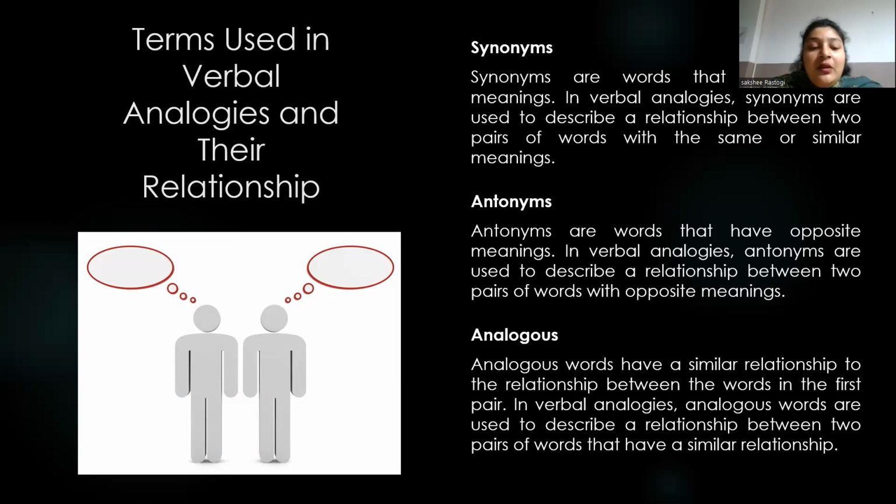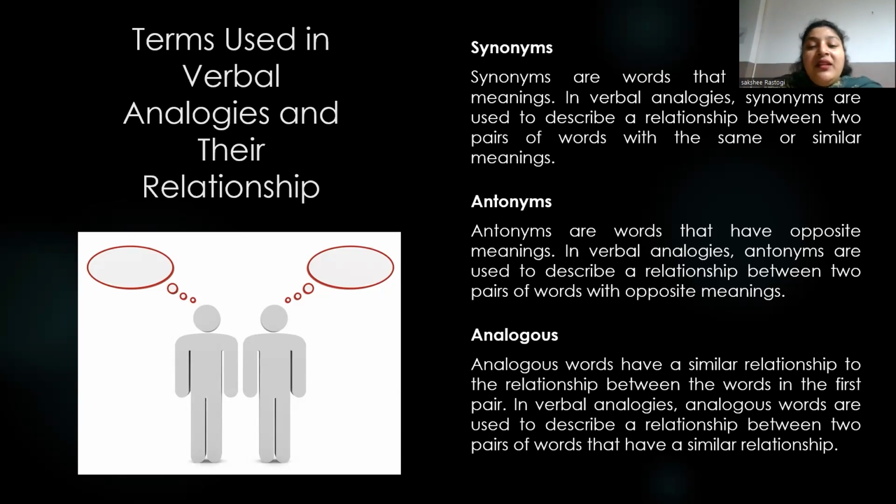Using synonyms can help enhance vocabulary, improve writing and communication skills, add variety to language use, avoid repetition, and convey subtle differences in meaning. Synonyms can be exact, like happy and joyful; near, like big and large; or context dependent, for example, bank is to financial institution. So synonyms are essential in verbal analogies as they help identify relationships between words and ideas.